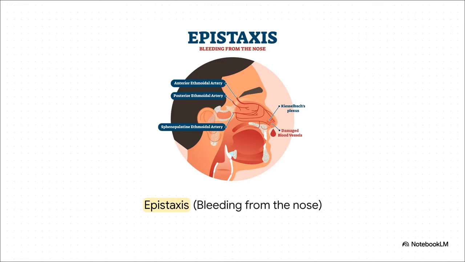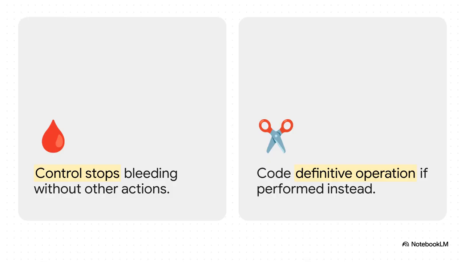A classic example here is silver nitrate cautery for a nosebleed, or epistaxis. You can clearly see the damaged blood vessels in the nasal cavity mapped out right here. Other times you'd use this would be for controlling post-prostatectomy hemorrhage or maybe a bleeding duodenal ulcer. But wait, here is the golden rule for control, and it's all about knowing when not to use it. If you have to perform a more definitive operation, like an excision, extraction, or resection, to actually stop that bleeding, you code that definitive root operation instead. You do not code control in that scenario.